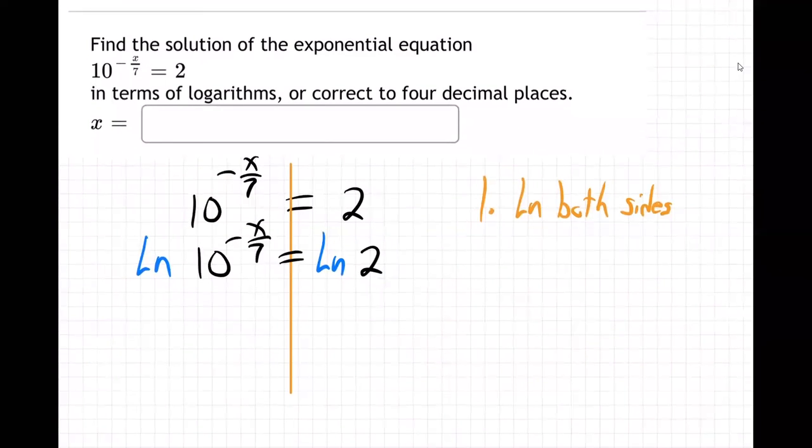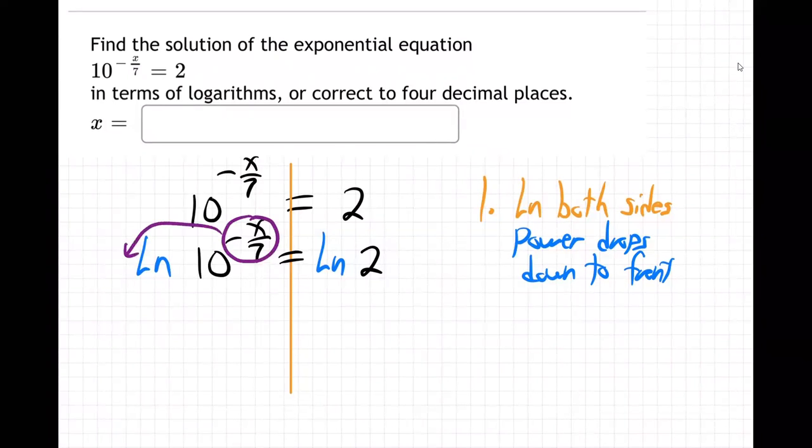The power drops down to the front, meaning this power right here drops down to the front. Remember that? That's the third property of logs, that powers drop down to the front. That's why this is so great. That's why logs are the opposite of powers. The powers drop down. So all right, what do we have then?